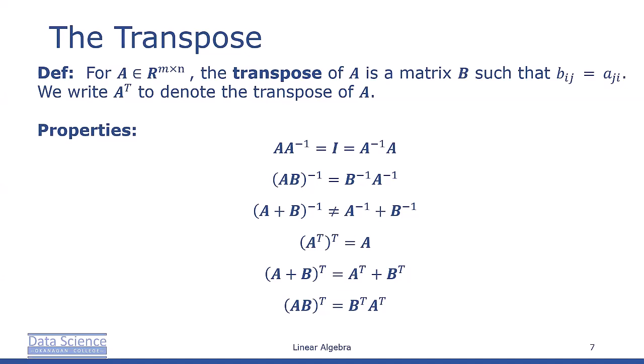So here are some properties of transposes and inverses. A times A inverse is equal to the identity matrix, and the identity matrix is equal to A inverse A. The inverse of AB is equal to B inverse times A inverse. We will note that the inverse of a sum, so the inverse of A plus B, is definitely not equal to the inverse of A plus the inverse of B.